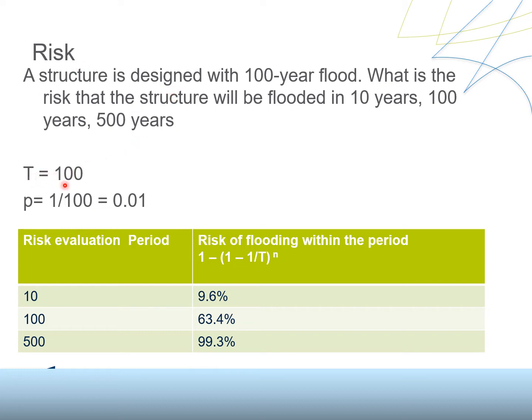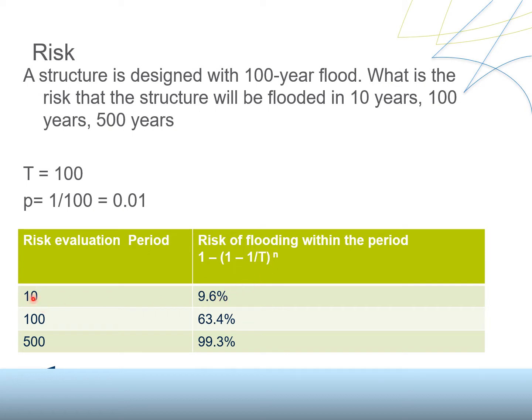So T is the return period, which is 100, and the probability of accidents in any given year is 1 over 100, which is 1%. So we set this as 1% AP, 1% annual accidents probability. Okay. Now we calculate the risk based on the accident. So 1 minus (1 minus 1 over T) to the power N. Okay, N is the number of years.